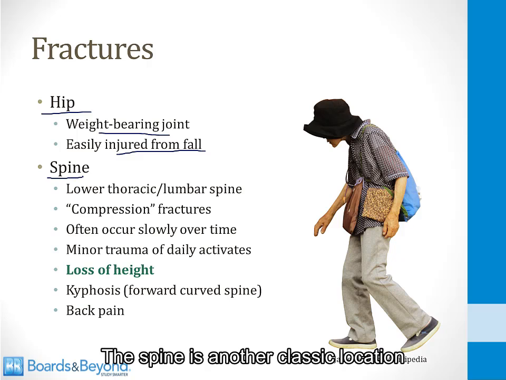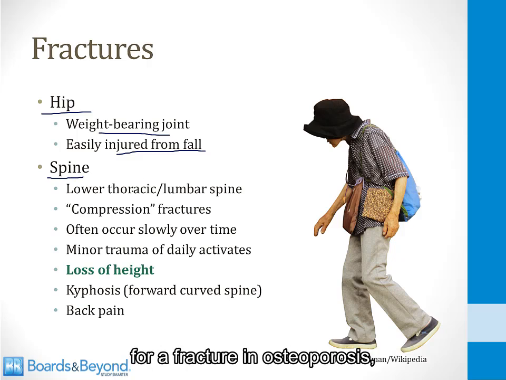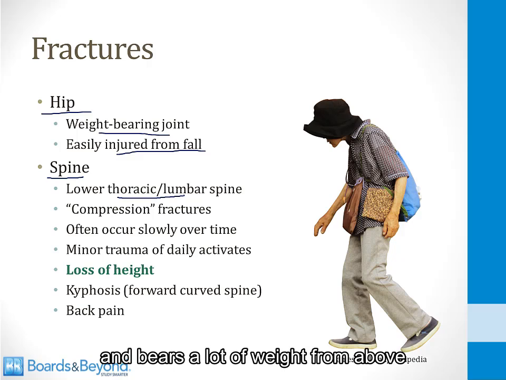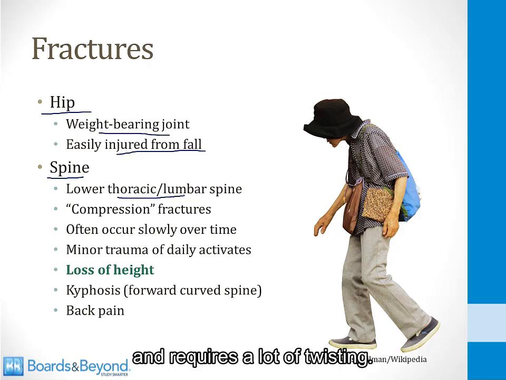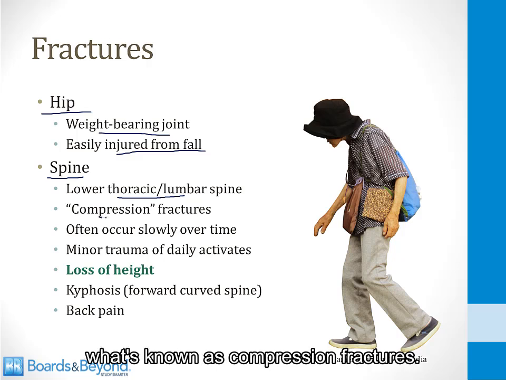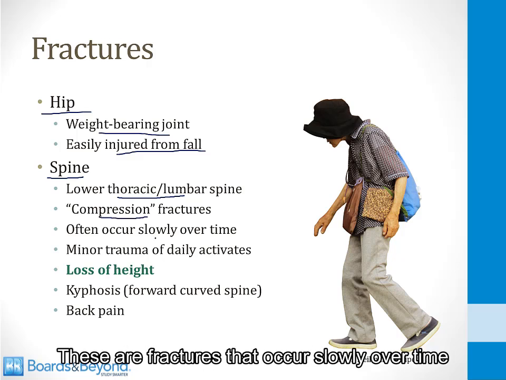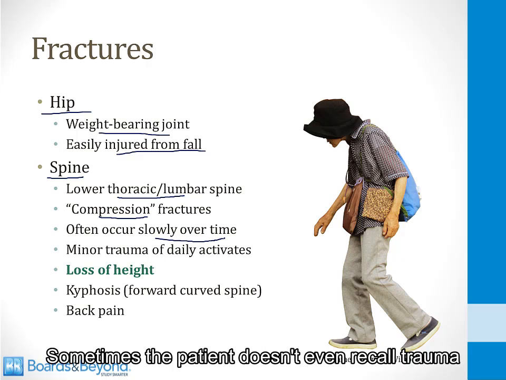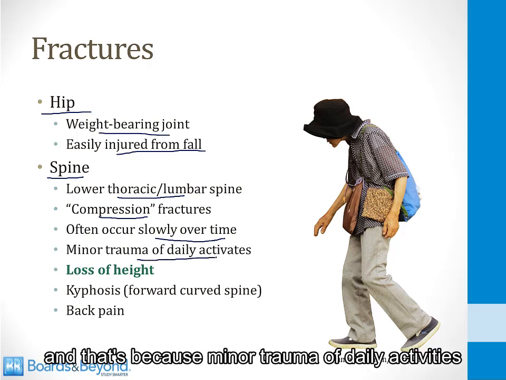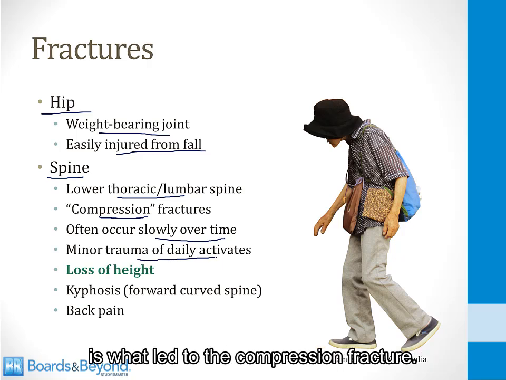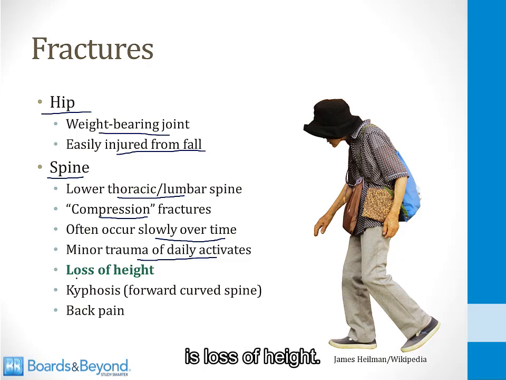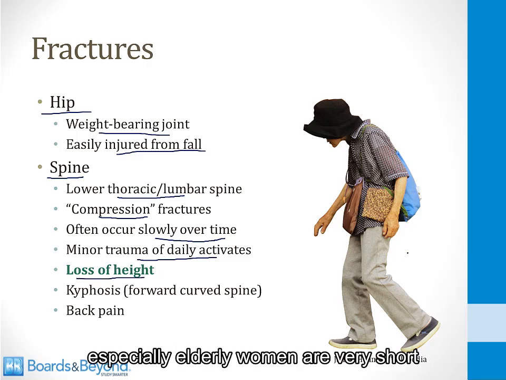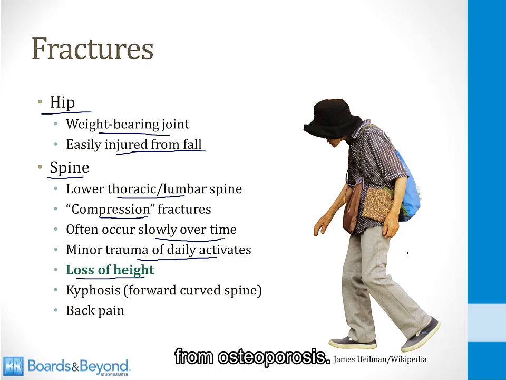The spine is another classic location for a fracture in osteoporosis, especially the lower thoracic and lumbar spine. This is the portion of our spine that bends and bears a lot of weight from above and requires a lot of twisting. The vertebrae in this area often have what's known as compression fractures. These are fractures that occur slowly over time and result in a shrinking of the vertebrae. Sometimes the patient doesn't even recall trauma, and that's because minor trauma of daily activities is what led to the compression fracture. An important consequence of these compression fractures is loss of height, like this woman shown on the screen here. Many elderly patients, especially elderly women, are very short, and that's because their vertebrae are shrinking from osteoporosis.